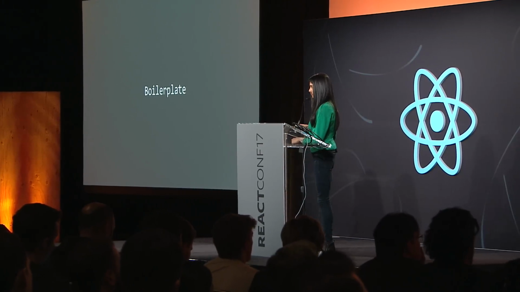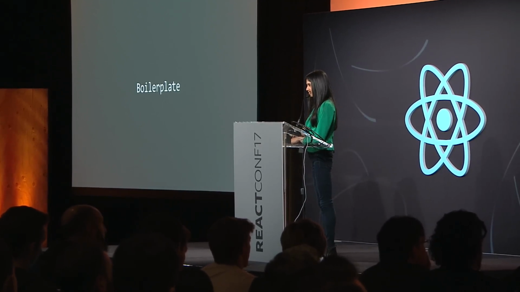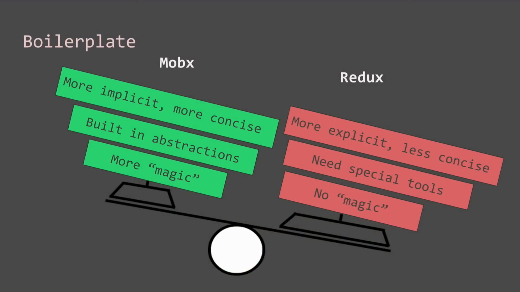Next thing, boilerplate. Who do you think wins? Yeah. This was an easy one. So again, because Mobx is more implicit, more magic, you typically write less code. It doesn't really require you to introduce new abstractions because things are built in. Like you don't need Redux Thunk, you don't need to normalize your state, so you don't need memoized selectors. So it typically just leads to less code. Whereas Redux is more explicit, and you need more special tooling because there's not as much magic happening.